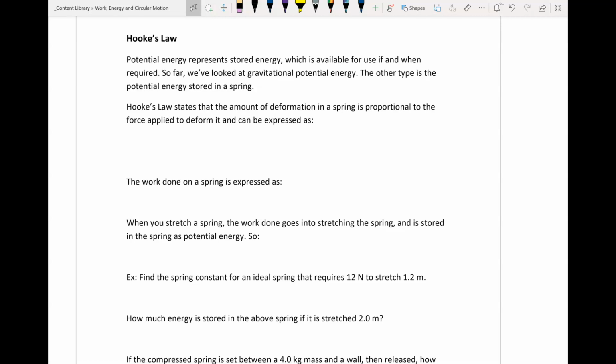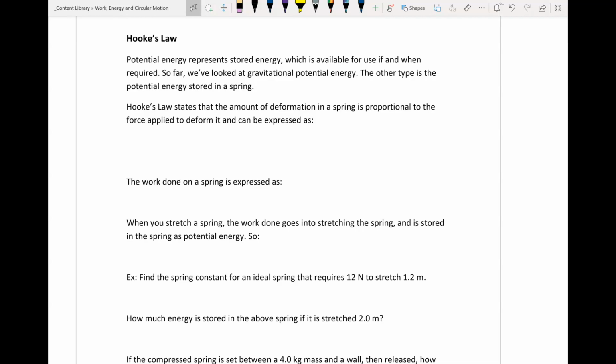Last lesson in this unit, and it's going to be on Hooke's law. In the last video, we learned about potential energy, and it represents stored energy, which is available for use if and when required. So far, we've only looked at gravitational potential energy. The other type of potential energy is stored in a spring.